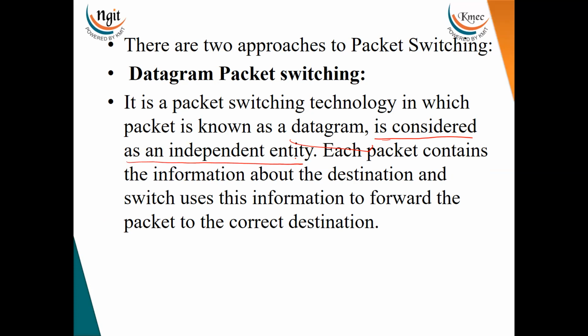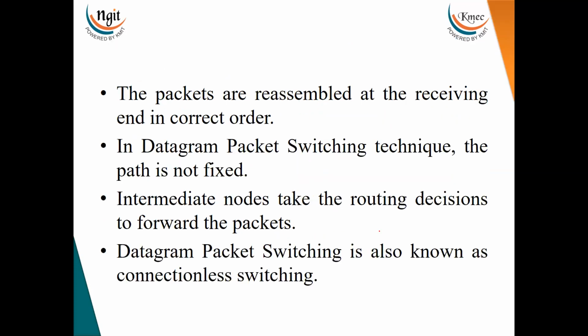And each packet contains information about the destination switch, and this information is used to forward the packet to the correct destination, okay? Now here the packets are reassembled at the receiving side in the correct order. That means, for example, I have forwarded 1, 2, 3, 4. Then it was received as 4, 2, 1, 3. Even if it receives in this order, it is going to be reassembled as 1, 2, 3, 4. Okay. Now in the datagram packet switching technique, the path is not fixed.